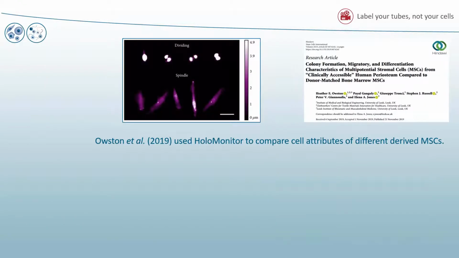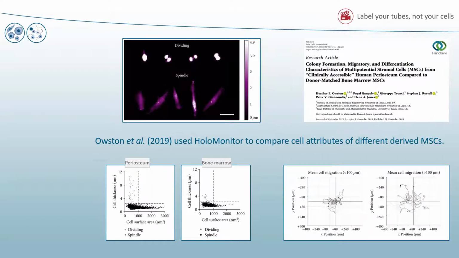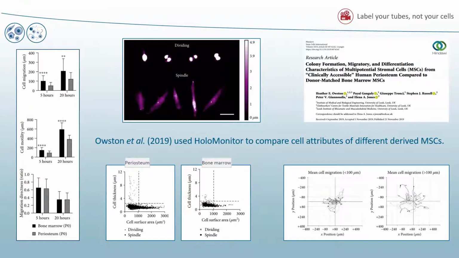Another example here is from the field of stem cell research. Owston and colleagues used HoloMonitor to compare different cell characteristics. They were able to visualize, but also quantify the morphology of dividing and non-dividing stem cells. And also they were able to observe migration patterns and study different cell motility characteristics.